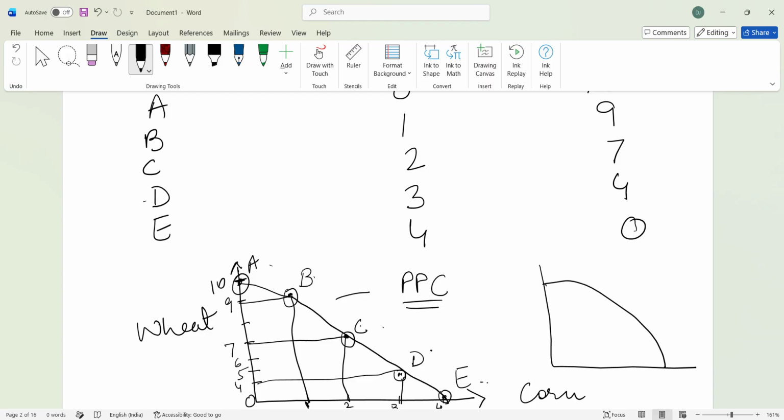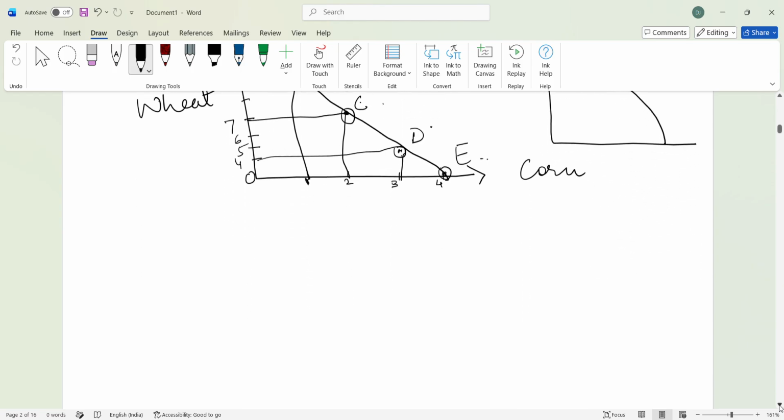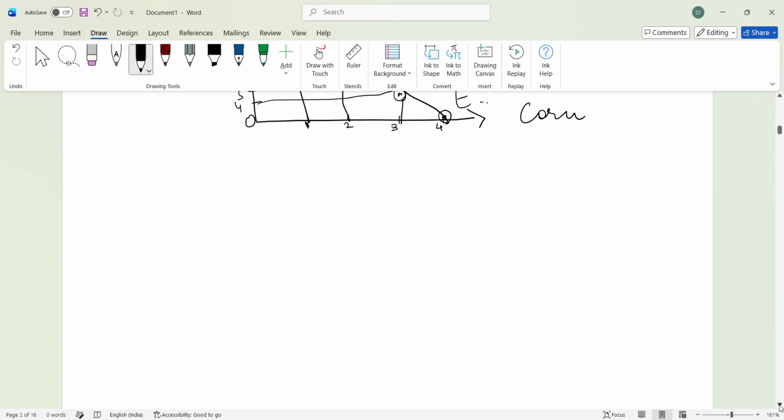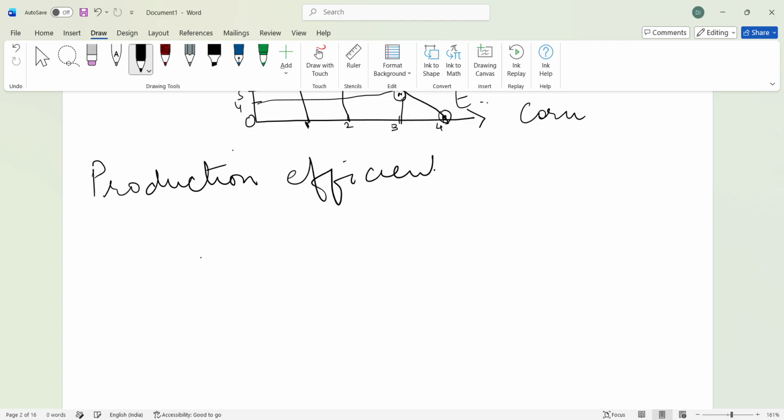Now, another term that I want to introduce with this is production efficiency. What do you mean by production efficiency? In economics, in layman's language, we can say that being efficient is using the resources to their full potential. But technically, how is production efficiency defined? Production efficiency is defined in a way that there is no way that resources can be allocated to increase the production of one good without decreasing the production of the other good.